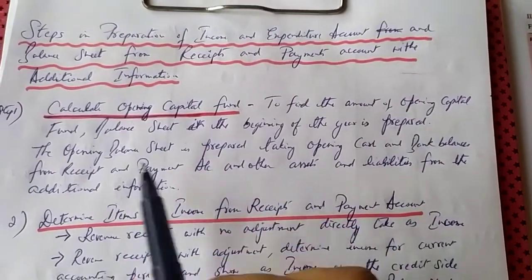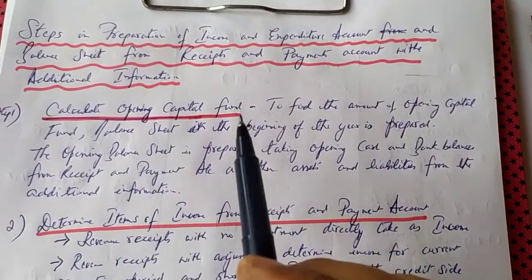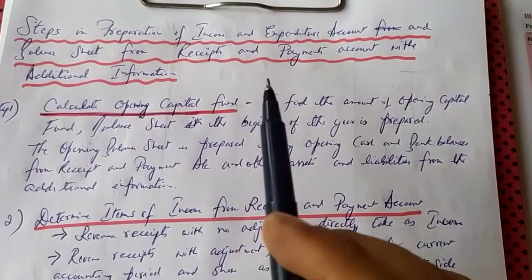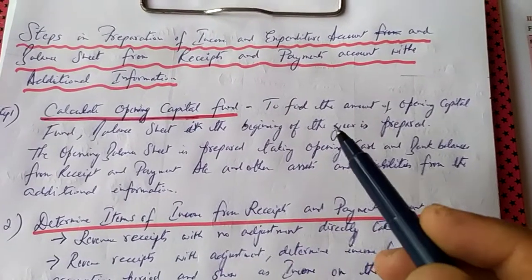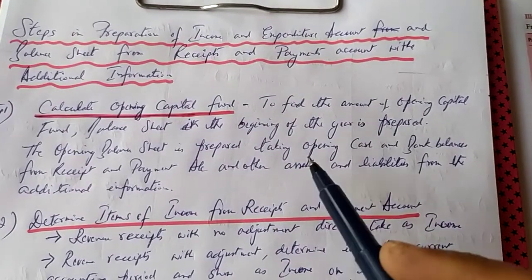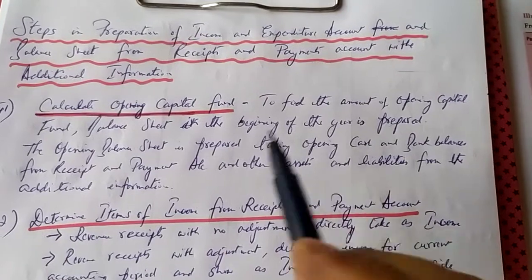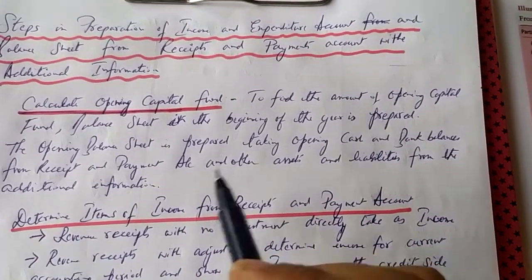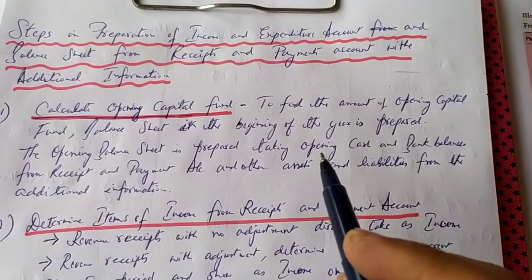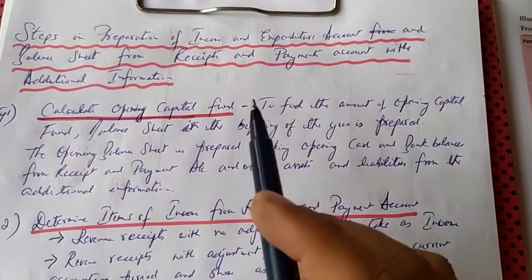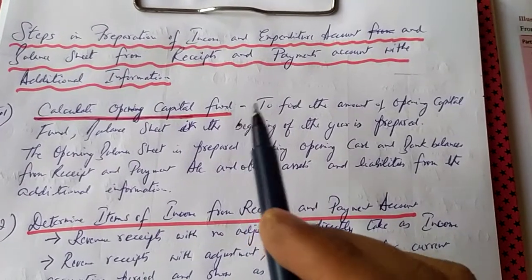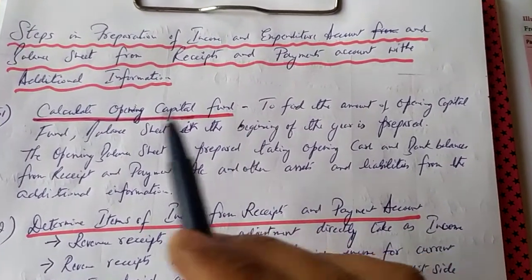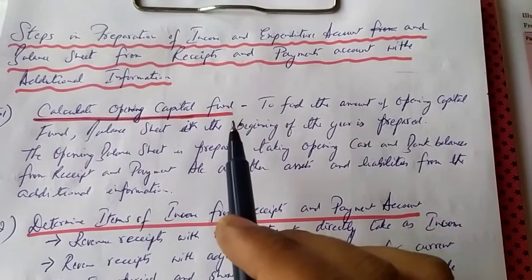So once we prepare that opening balance sheet, with the help of that you will be finding the opening capital fund. You will be entering the various liabilities and assets as the information is provided, and once you balance that balance sheet, once we find out the difference between the two sides of the balance sheet, between the assets and liabilities, you'll find the difference will be on the liability side, and that will be the amount of capital fund which you will be taking as opening capital fund. So this is your first step.